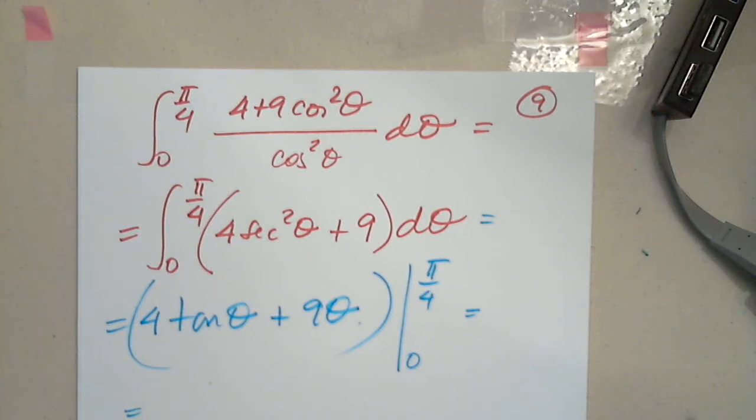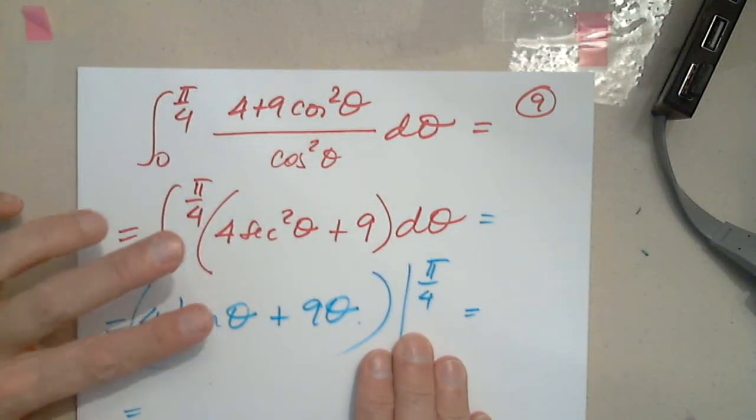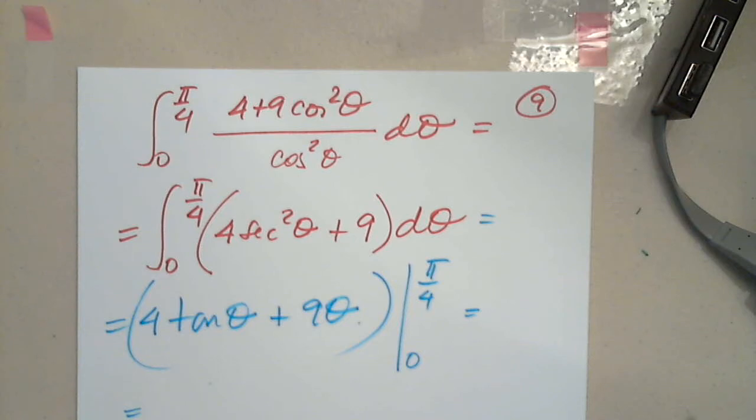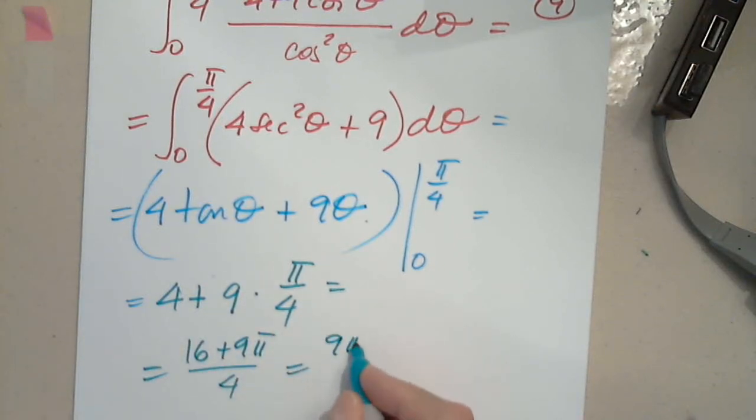Yep. Perfect. So luckily when I plug in 0, this is 0, this is 0. So I only have to plug in pi over 4. When I plug in pi over 4, that's nice, it's 1. 1 times 4 is 4. Plus 9 times pi over 4. So you can write it as like this, or you can write it 16 plus 9 pi over 4, or 9 pi plus 16 over 4, whatever. All of them are fine. I mean, I don't know. Weber's sign is sometimes disagreeing with me, but they are all the same answer. Perfect.